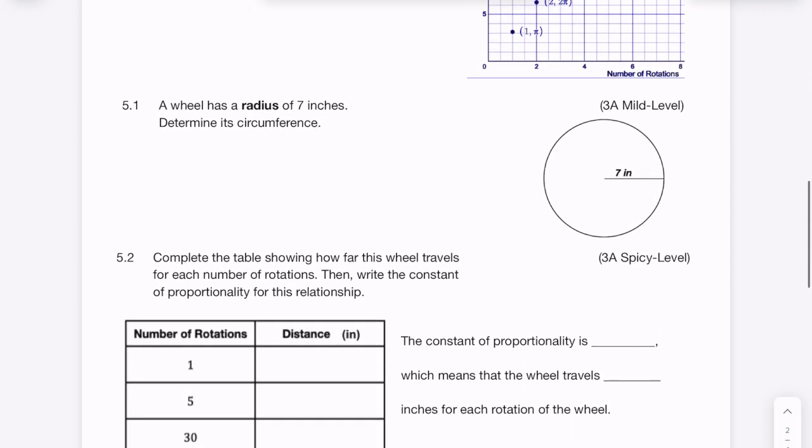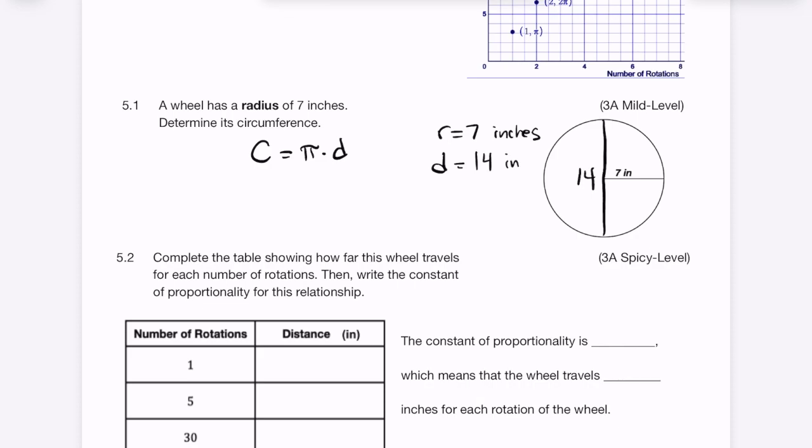Cool. All right, 5-1. This is back to a mild level question, but it leads into a spicy level question. A wheel has a radius of 7 inches. Determine its circumference. So again, circumference is pi times diameter. If my radius is 7 inches, then the diameter is going to be double that. It's going to be 14 inches, because we know the diameter is 2 times the radius. So the circumference is going to be pi times the diameter, pi times 14.